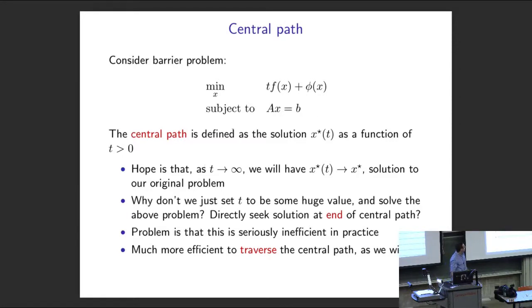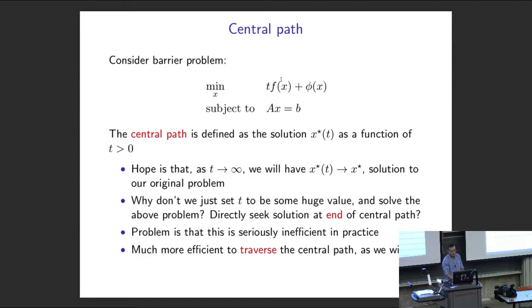Okay, so once you see this, the first thing you might think is, why don't we just set t to be some huge value, like take t to be as big as I can imagine, and just directly seek the solution at the end of the central path. So, I guess by saying the word path, we're thinking about this as t varies. You might ask, why am I even thinking about it as t varies? I'll just take it for a large value of t. That'll approximate the solution. The problem is that this is seriously inefficient in practice for two reasons.